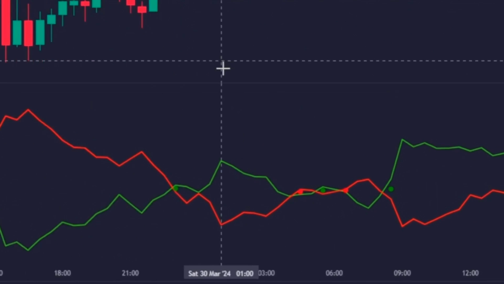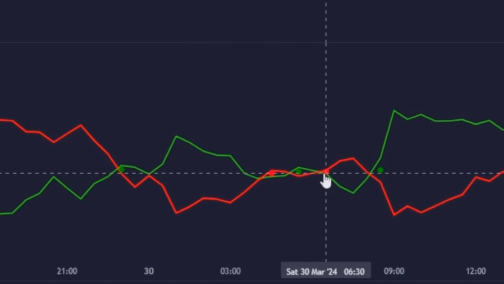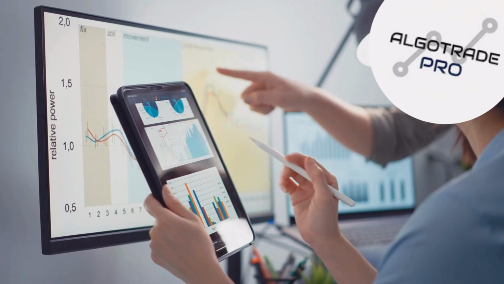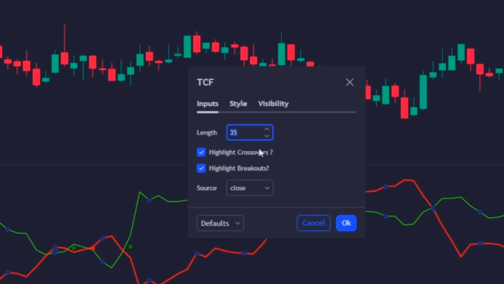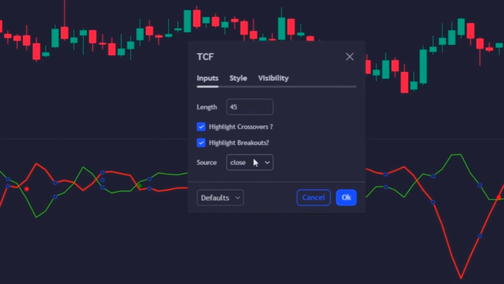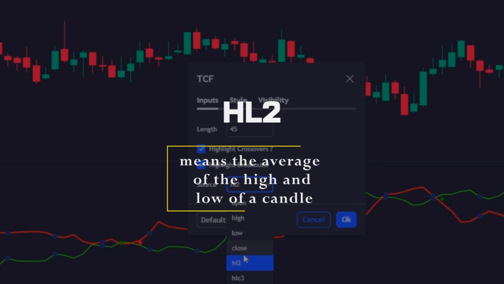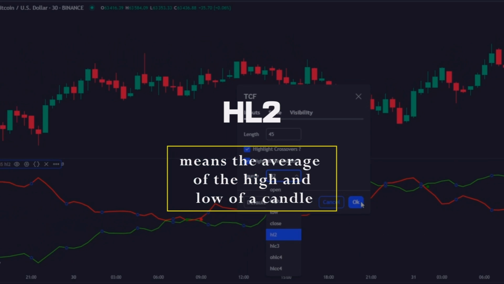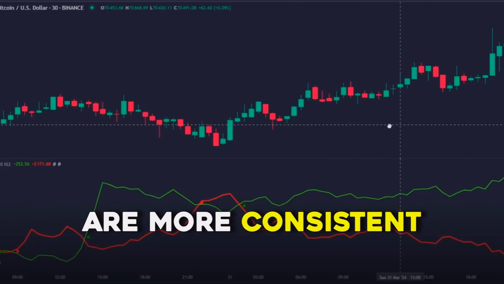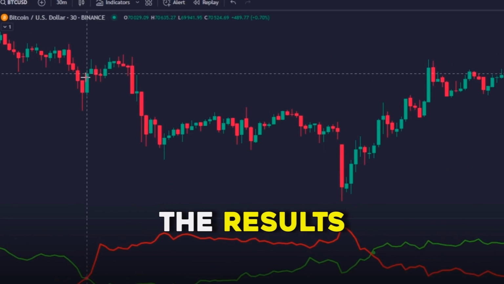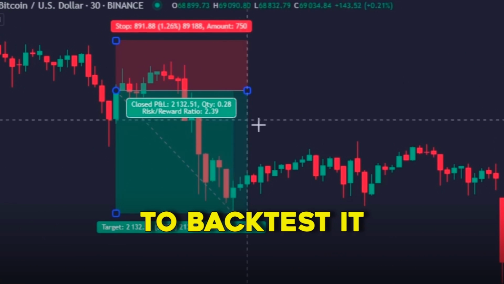Also, as you can see, on the default settings, this indicator gives some fake signals, and for that reason, I tried some different combinations of settings and found out that by using 45 for the length and the HL2 for the source, which for those who don't know means the average of the high and low of a candle, the signals are more consistent and with greater probability of success. But to confirm the results of this indicator, we will need to backtest it.